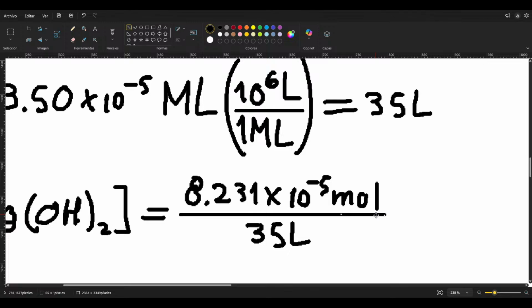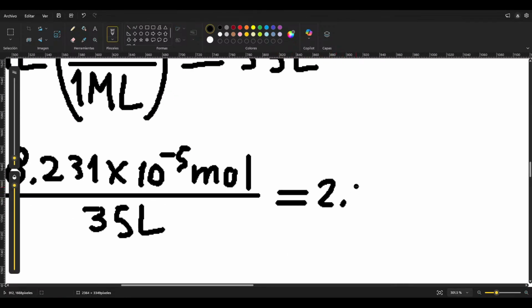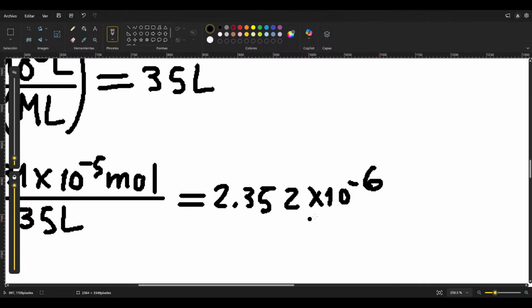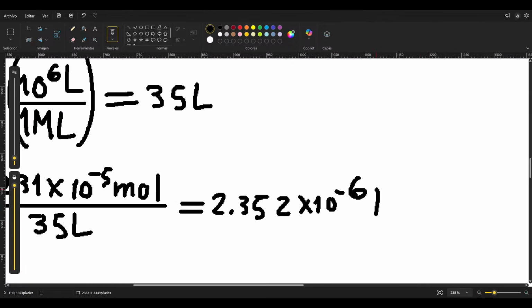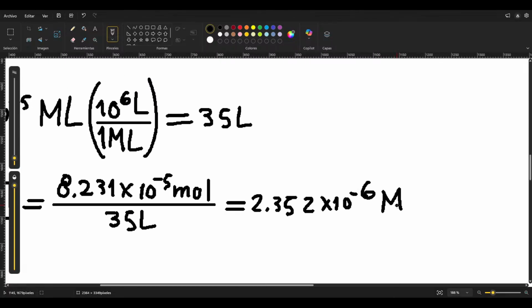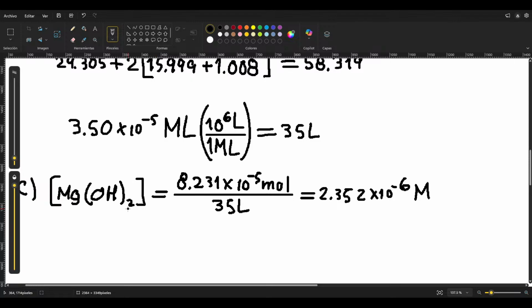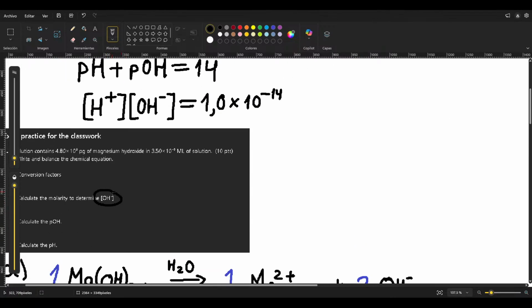Which is going to give 2.35 times 10 to the negative 6. And the unit for this concentration is molar, capital M. Okay, so this is the concentration of magnesium hydroxide, but we want specifically the concentration of the hydroxide ions.